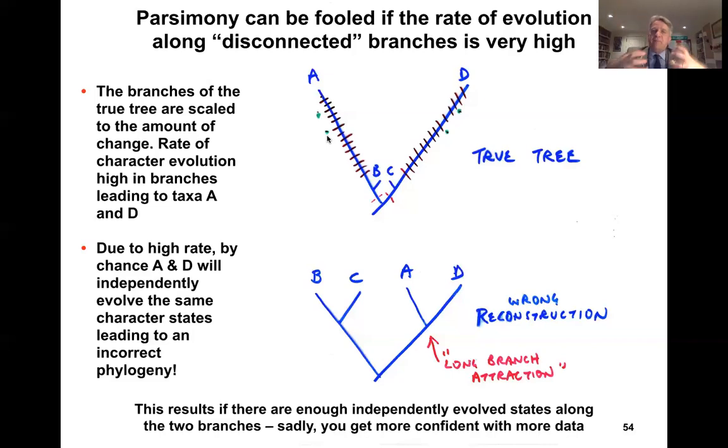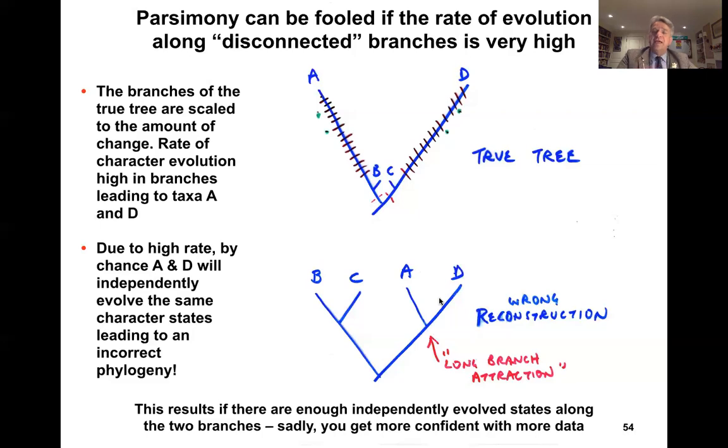So just think about this. If there's a lot of change happening in a lot of the sites in DNA sequence, just by chance, a site can convergently evolve to the same nucleotide character state. So just by chance, because they're evolving at a high rate, they will independently evolve the same character states. And when this happens and you use parsimony, you're going to infer the wrong tree. So even though this is the true tree, we will infer that lineages B and C here, the short branches, are a monophyletic group, whereas A and D, the long branches, are a monophyletic group.